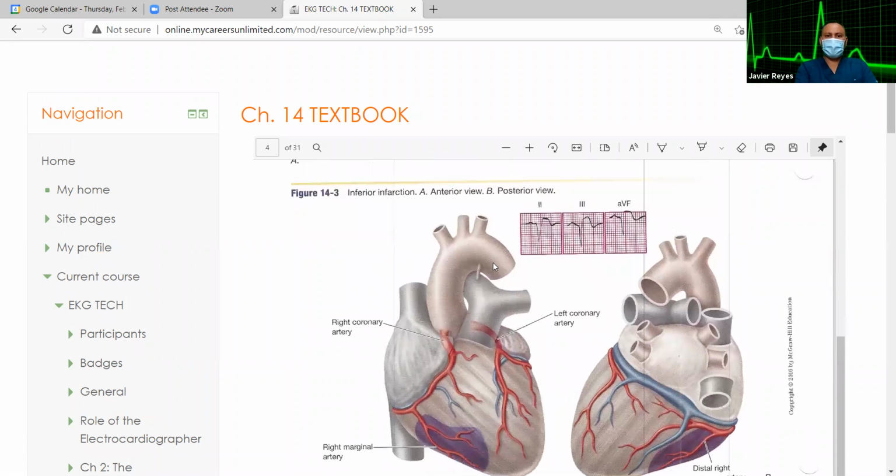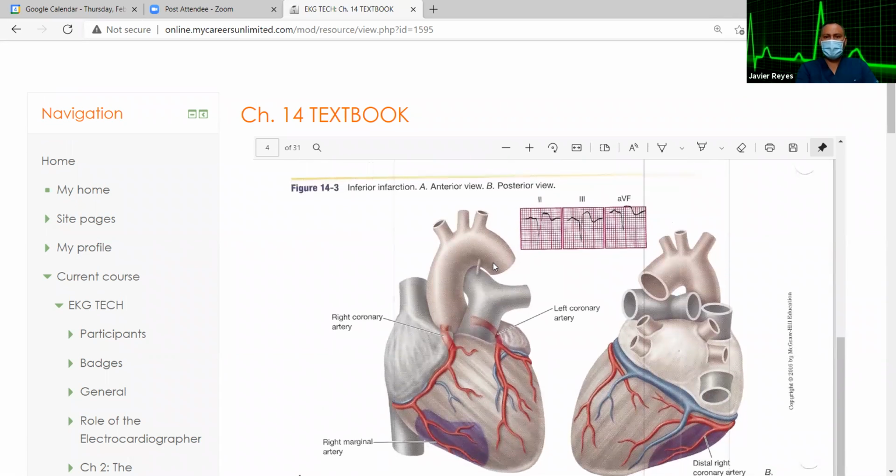Figure 14.3, inferior infarction. Lower part of the heart. What's wrong with lead 2? What do you see in lead 2 on the little squares? Okay, let me tell you what you're looking at on lead 2. You see the big, it looks like an inverted R, right? It's not. That's a Q.